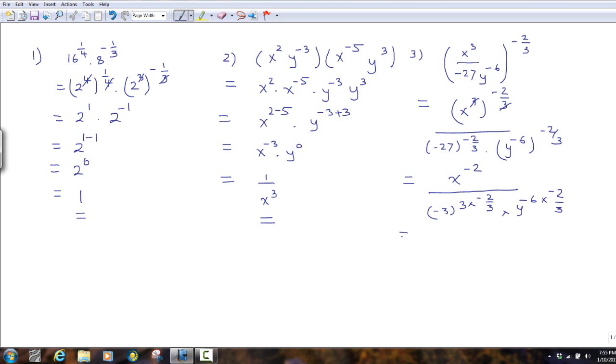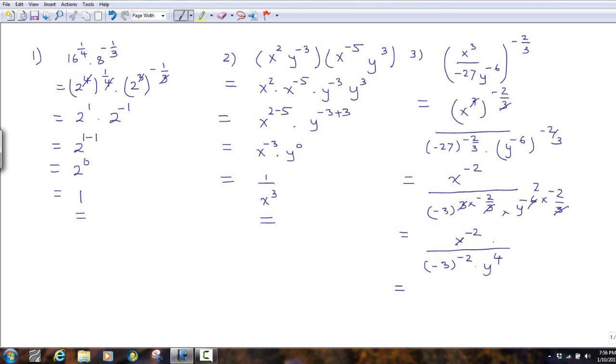Okay, and this is equal to x to the negative 2 in the numerator remains the same, but in the denominator 3 and 3 can be cancelled, so it is negative 3 to the power negative 2 times, so 3 times 2 is 6, so it's negative 2 times negative 2 is 4, so it is y to the 4.